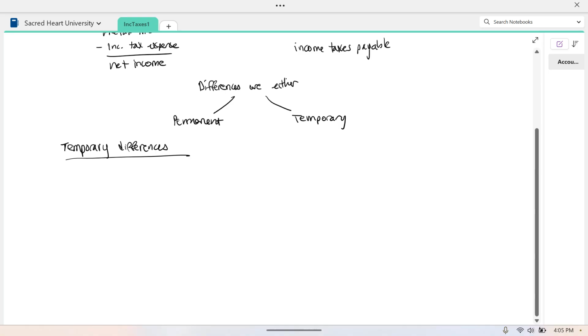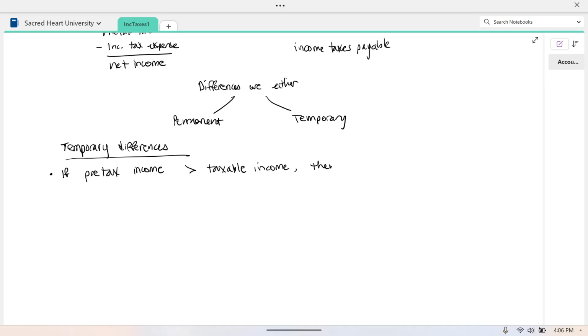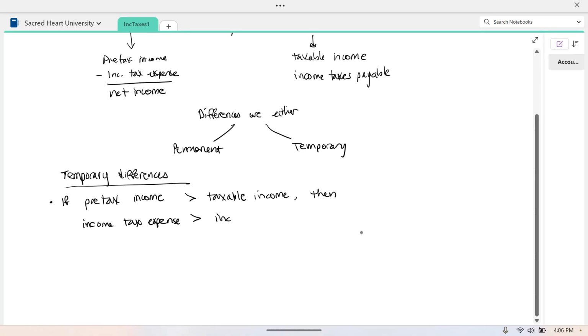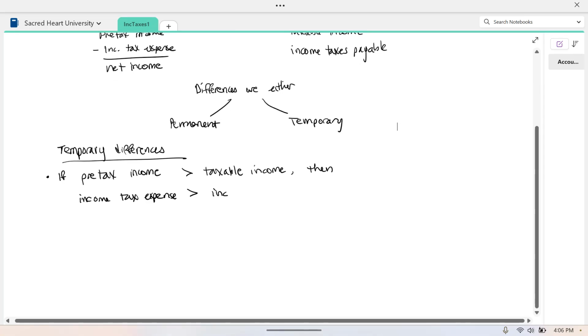Okay, so there are two types of temporary differences. One is if pre-tax income is greater than taxable income. So pre-tax income following US GAAP, or what we would call the book income, is greater than taxable income, what you would see on the tax form, and we're talking about in the current period. Then income tax expense, which we would see on the income statement, is going to be greater than income taxes payable. This is just terminology. Income taxes payable is what we see from the IRS form. Income tax expense is what we see on the income statement.